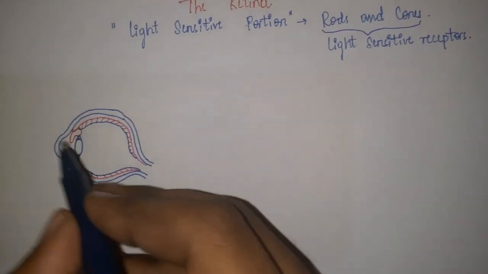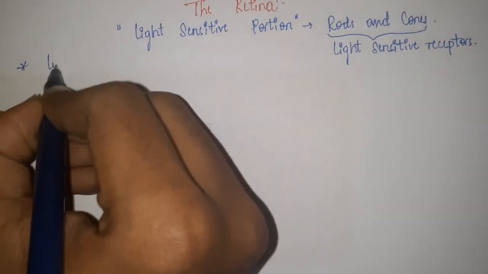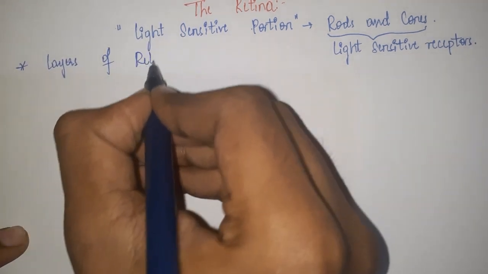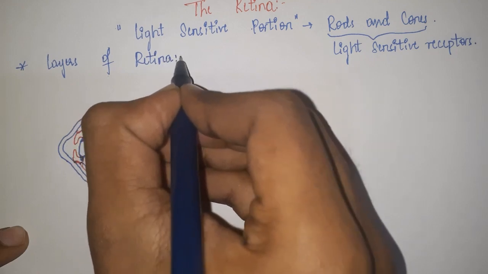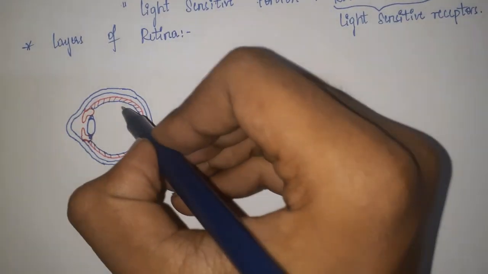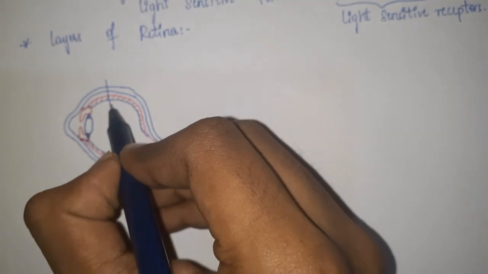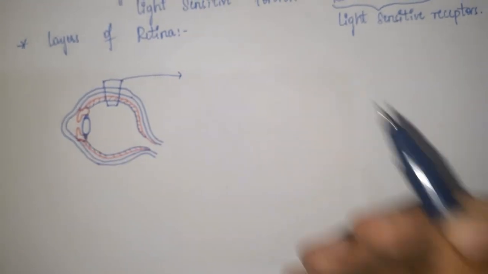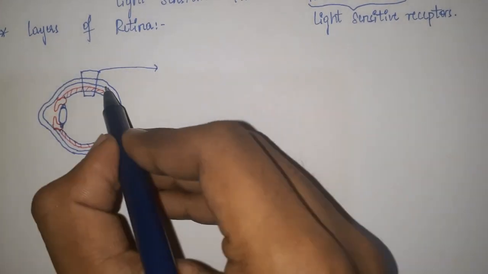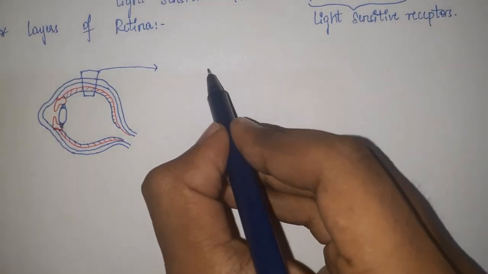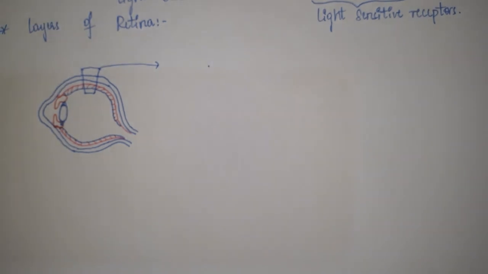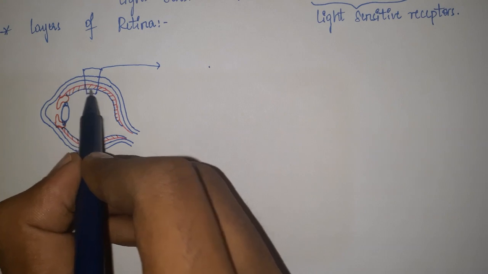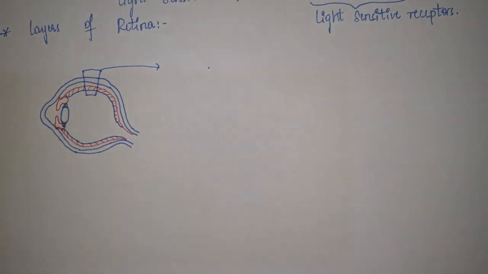Now, layers of retina. See this diagram. I will take a section in this area and view here. The first is sclera. I will not write the sclera and choroid layer. I will write only the layers of retina. This is the retina, and I will write the layers.